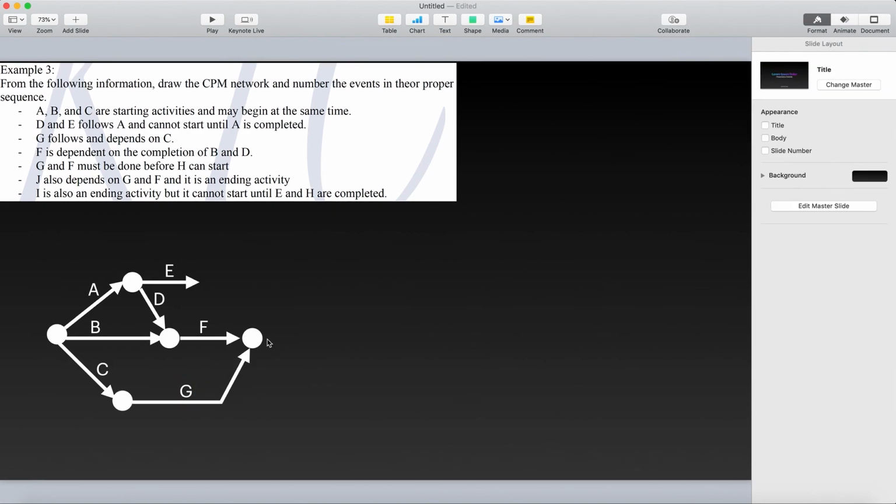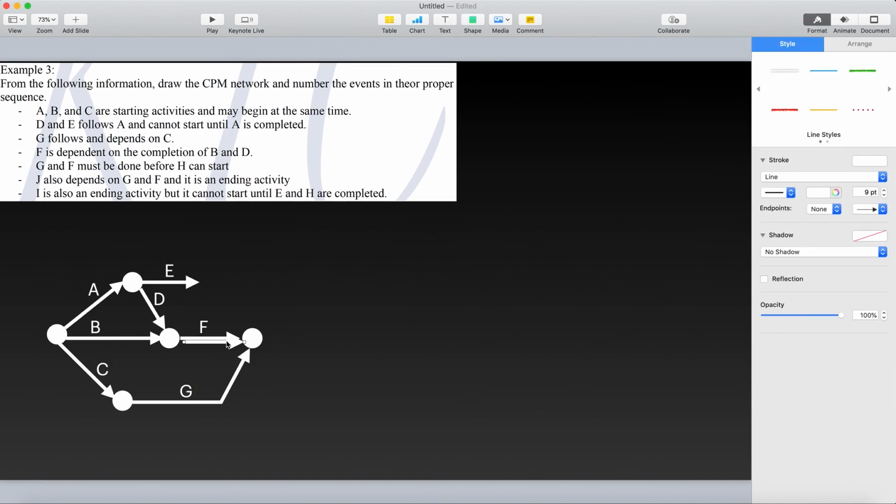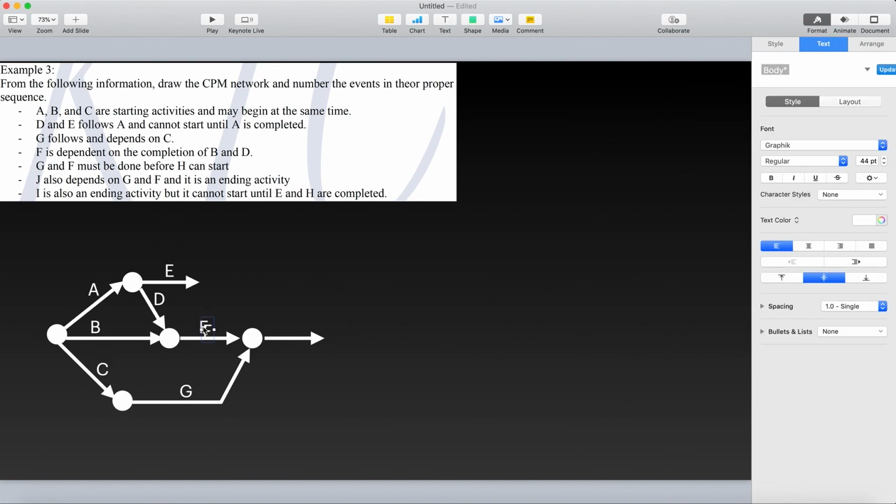So we will be having another activity here which is dependent upon completion of F and G, and that is activity H. So this is activity H.